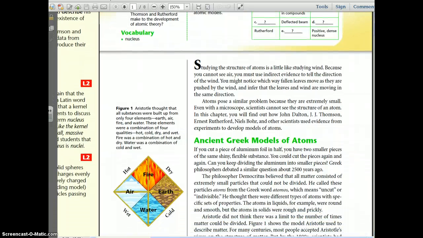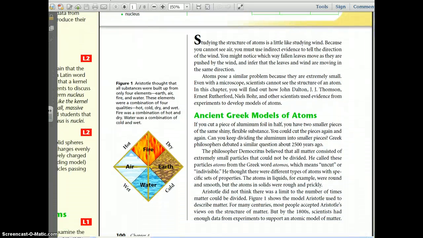Ancient Greek models of atoms. If you cut a piece of aluminum foil in half, you have two smaller pieces of the same shiny, flexible substance. You could cut the pieces again and again. Can you keep dividing the aluminum into smaller pieces? Greek philosophers debated a similar question about 2,500 years ago.